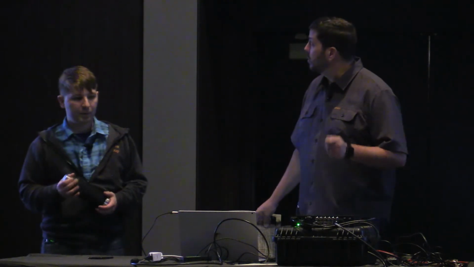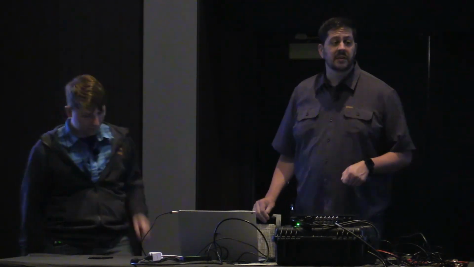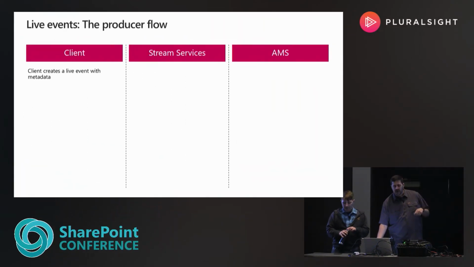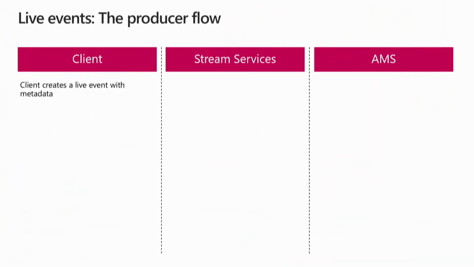Cool. So I want to talk a little bit about live itself and why it's a special beast and what are some of the things that we do to help it scale. To start with, again, going over the flow so you're all familiar with what happens in a live event. It starts by the client creating the live event. And just to be clear, I'm going to start with the producer flow. So that's the person creating the live event. And I'll talk a little bit about the viewer flow in a second.